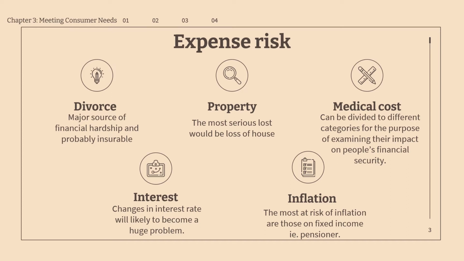The first one is divorce. Divorce is the major source of financial hardship and is probably uninsurable. The law may compel the higher-earning partner, probably the non-custodial parent if there are children, to contribute to the support of the poorer partner, overwhelmingly the mother.